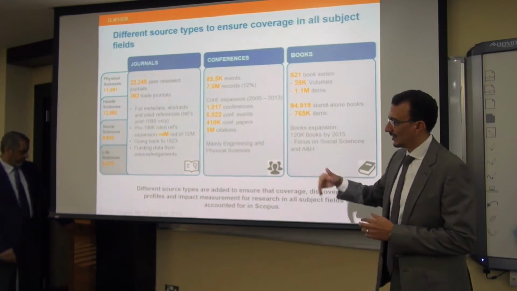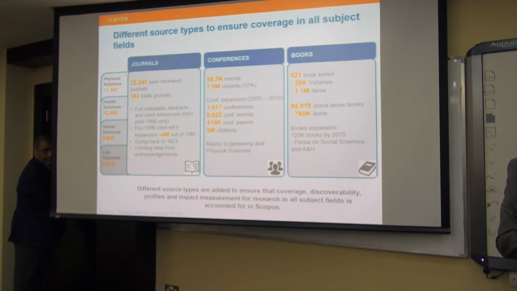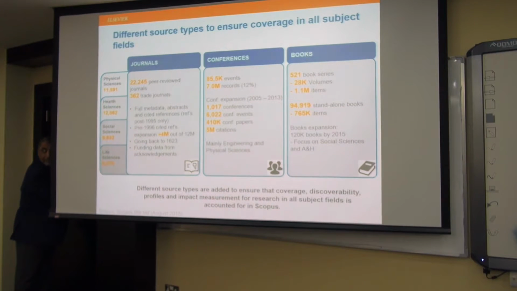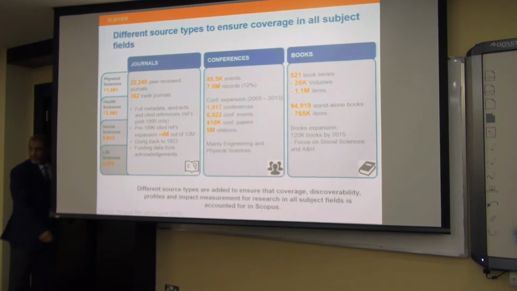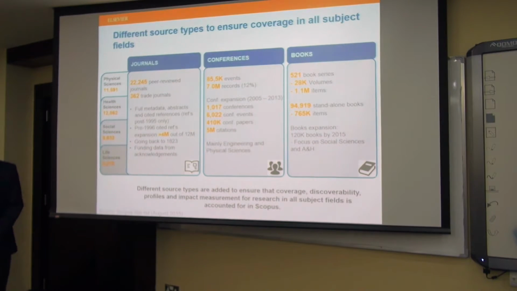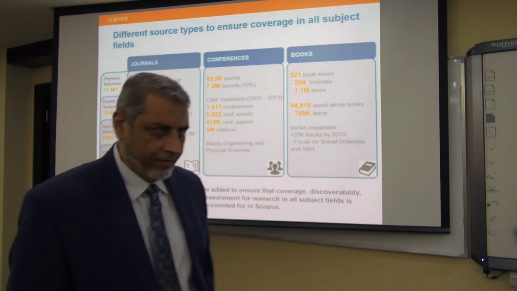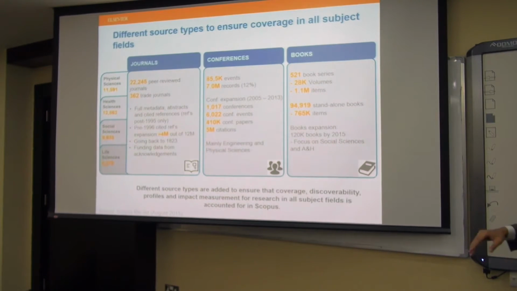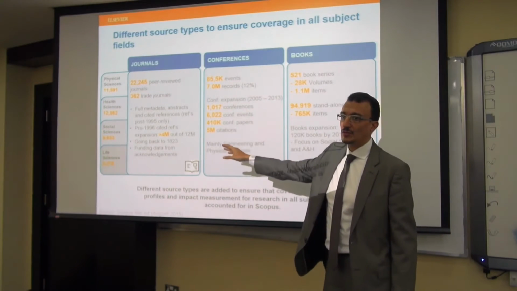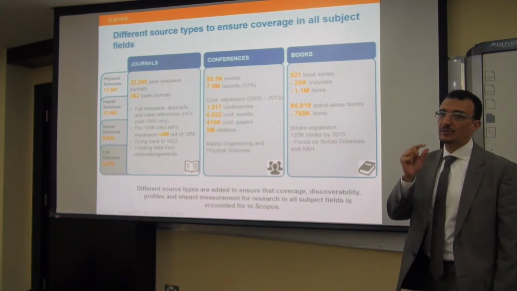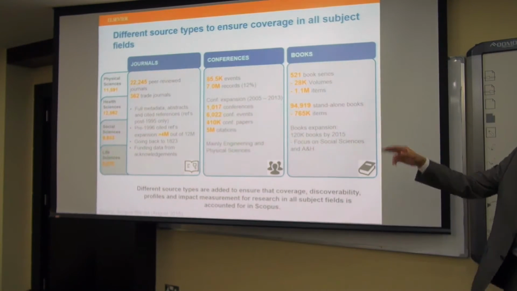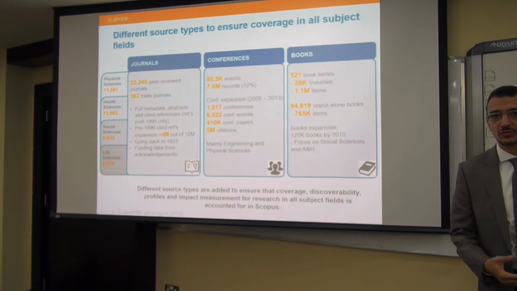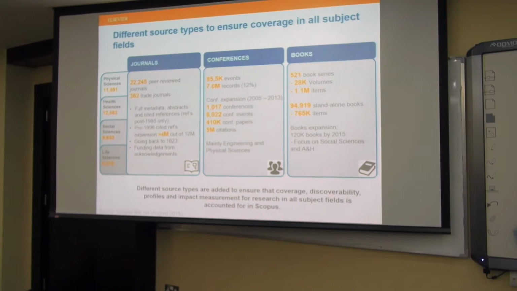These are the numbers of conferences within Scopus. You have 85K events, 7 million records. Yes, but very poor quality conferences are Scopus indexed, and this we have to address. Do you want to talk about conferences only, or everything? Okay, conferences, because maybe it's covered mainly more onto journals. Let Dr. Hassan ask.